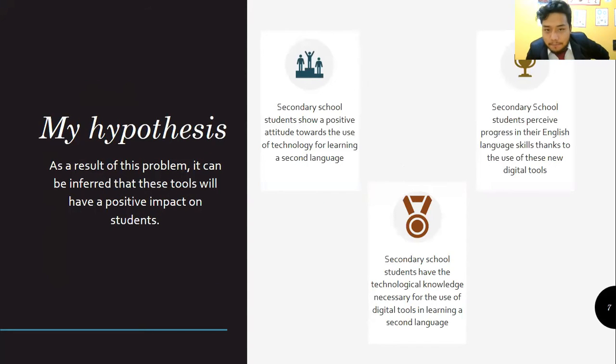Well, my hypothesis. Secondary school students perceive an improvement in their English language skills thanks to the use of the new digital tools. Secondary school students have the technological knowledge necessary for the use of digital tools in learning a second language. And the last one, secondary school students show a positive attitude towards the use of technology for learning a second language.